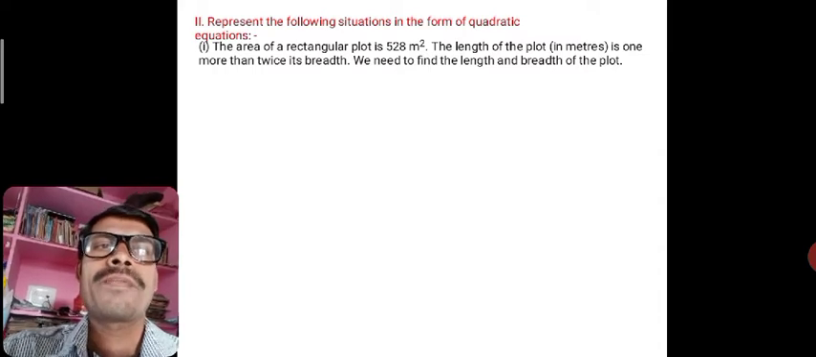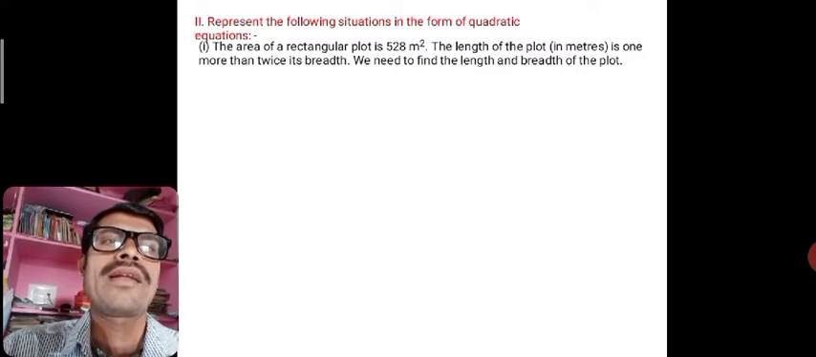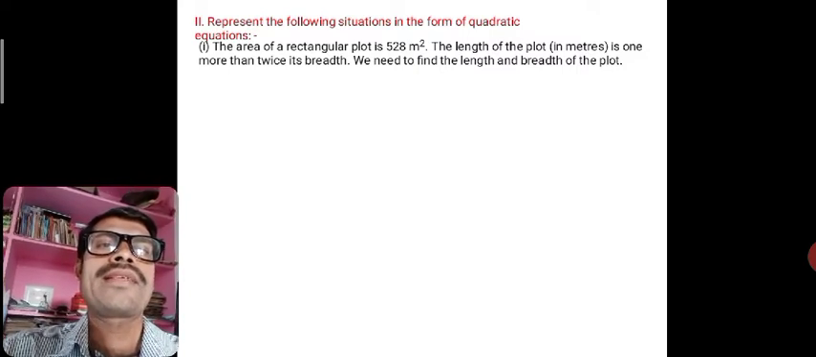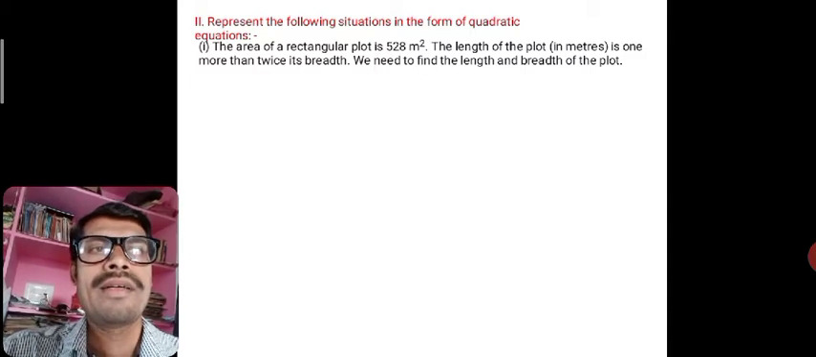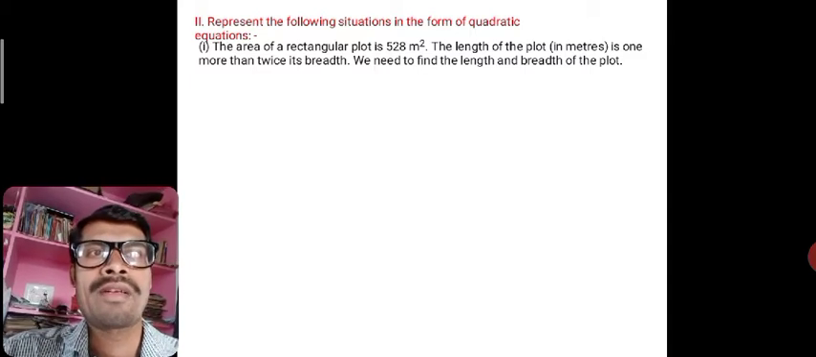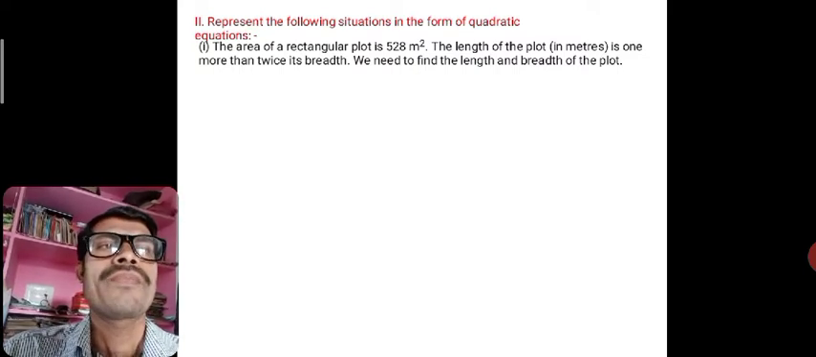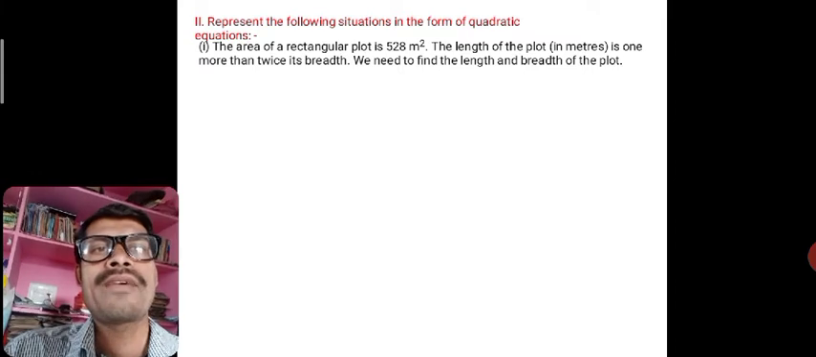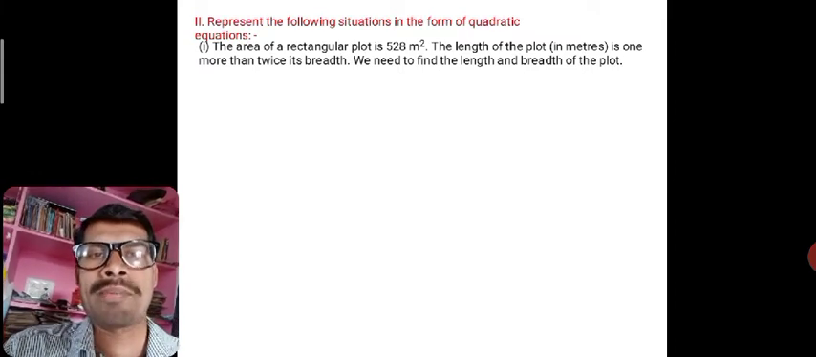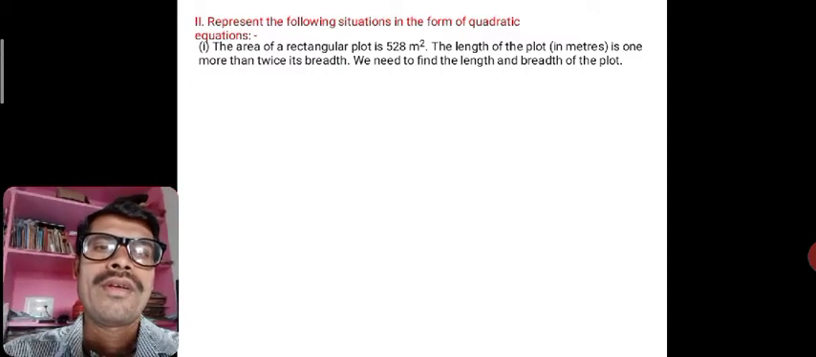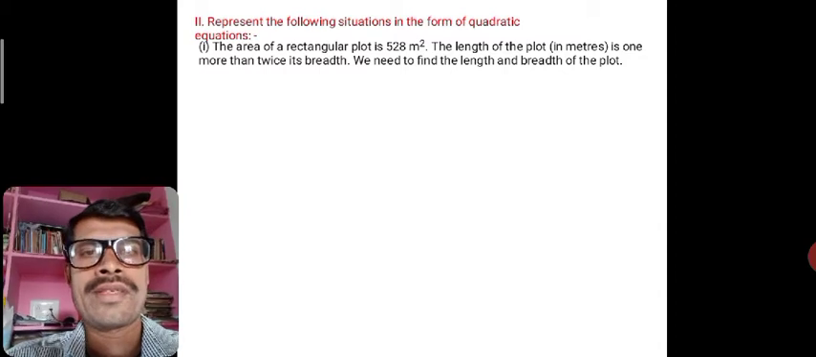You see, these are the applications of quadratic equations in our daily life. Here is a rectangular plot of area 528 meters square. The length of the plot in meters is 1 more than twice its breadth. You see the relation between the length and breadth of the rectangular plot. We need to find the length and breadth of the plot separately. Therefore, we have to represent this situation in quadratic equation form.